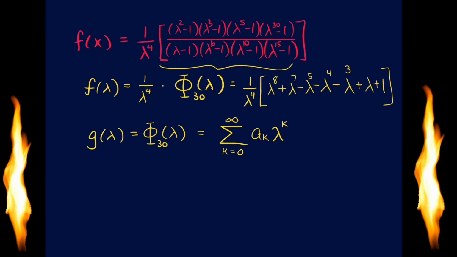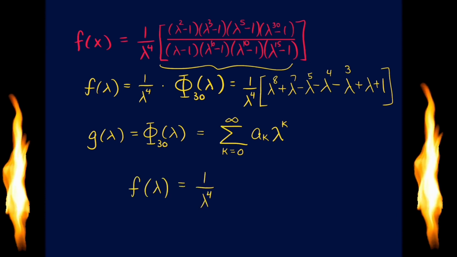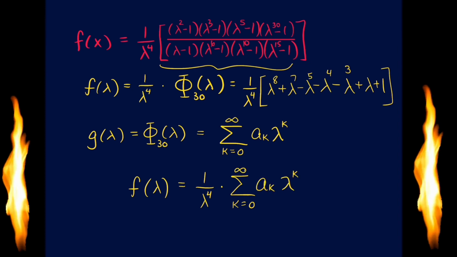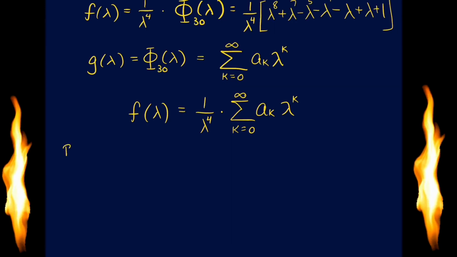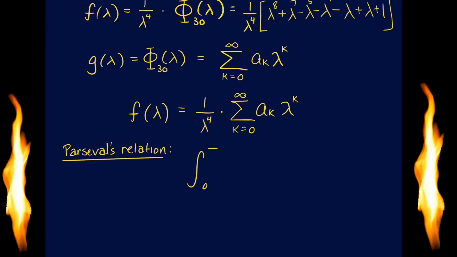The whole polynomial inside there, lambda to the 8th and so on, is a power series, and all the coefficients of that power series are either 1 or negative 1. That's going to become important in a little moment. So the function f of lambda is 1 over lambda to the 4th times this power series. And this is where something called Parseval's relation comes in.